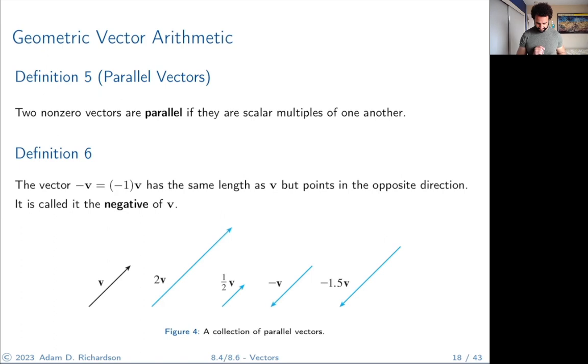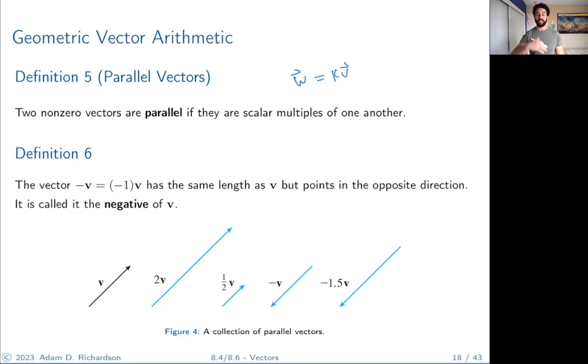All right. Okay, so what are parallel vectors? We say two non-zero vectors are parallel if they're scalar multiples of one another. In other words, if you can write, for example, w equals kv, then w and v are parallel. This is the definition of parallelism: one is just a scalar multiple of the other.